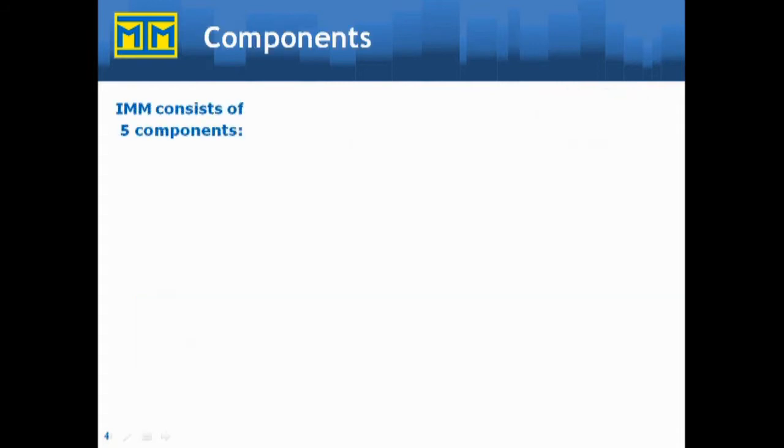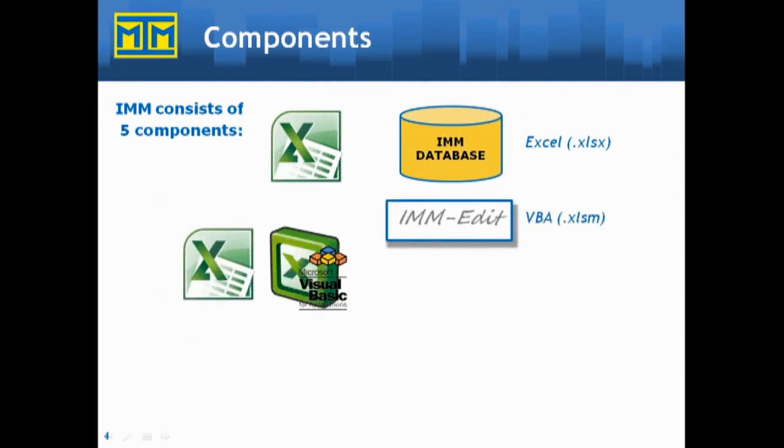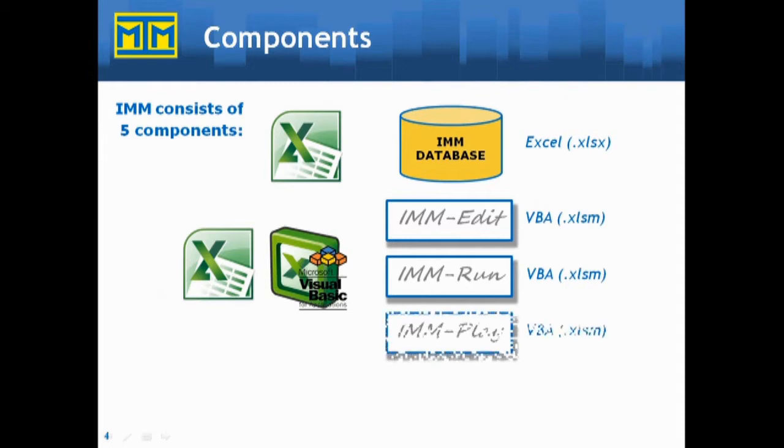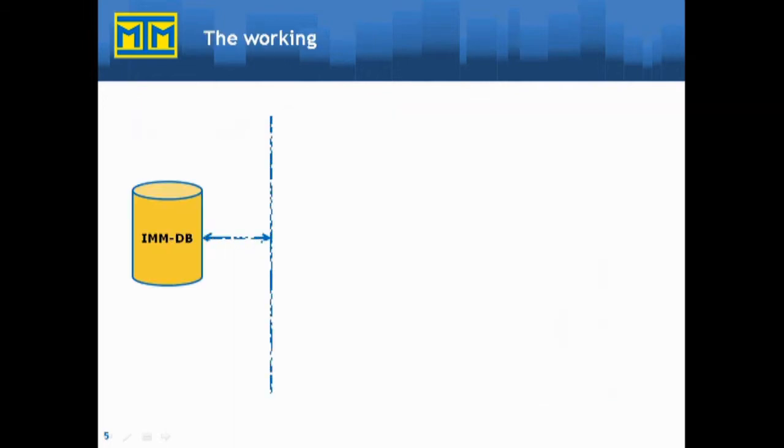IMM consists of 5 software components: an Excel database, an IMM Edit module, an IMM Run module, an IMM Play module, and last but not least, an IMM Outlook. All developed in Excel and Visual Basic for Applications. How does it work? We have an IMM database. IMM Edit is needed to mutate the database and to maintain the basic data.